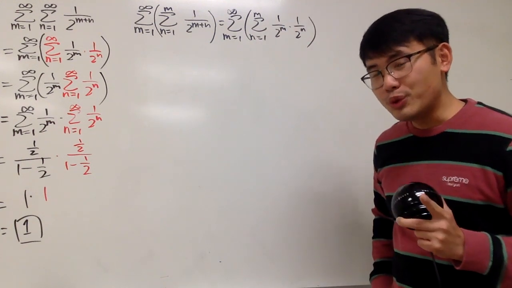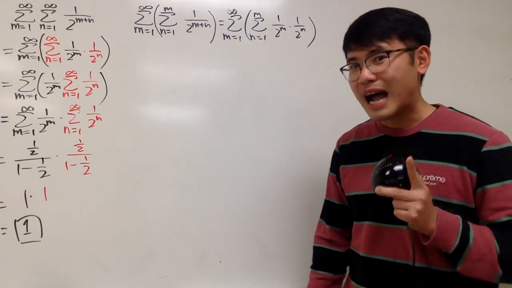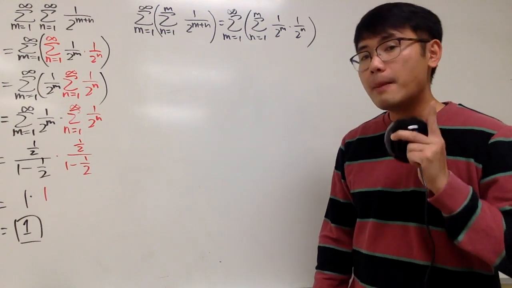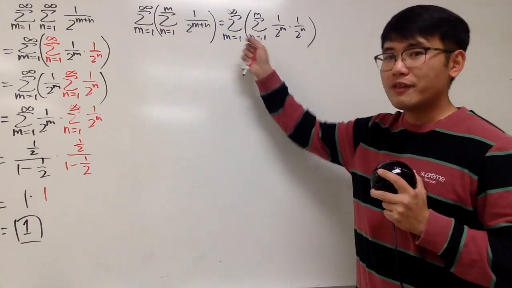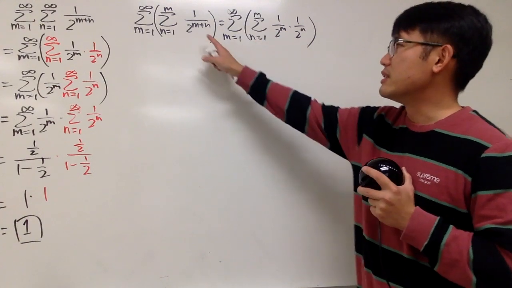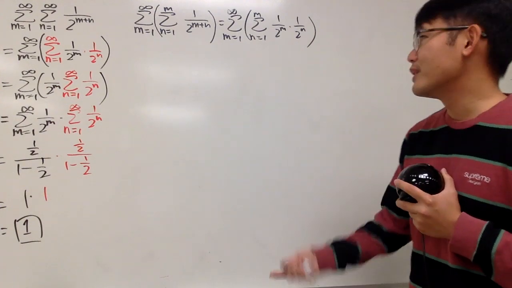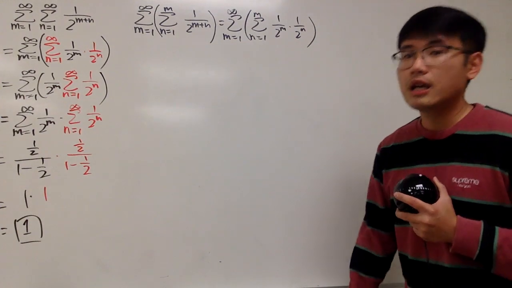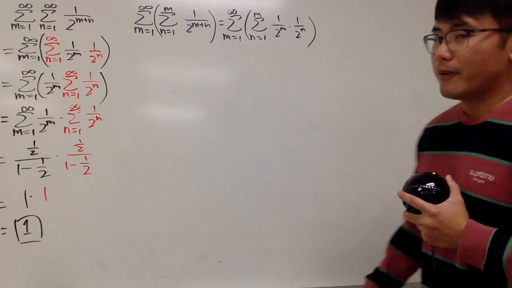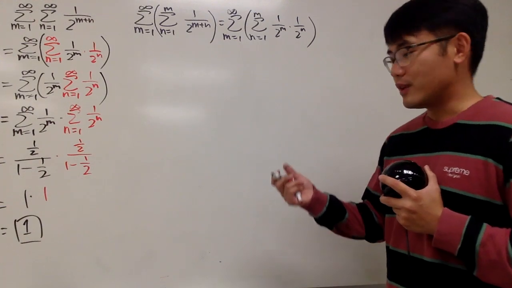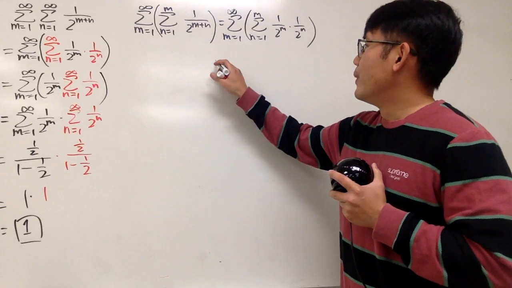Because I would like to show you guys how to change the order of a double summation. Really cool. By the way, we can change the order of summation because this is absolutely convergent, since all the terms are positive. That's very nice. Anyway, here is the deal. I would like to write down the answer for you guys first to see if you buy it or not.